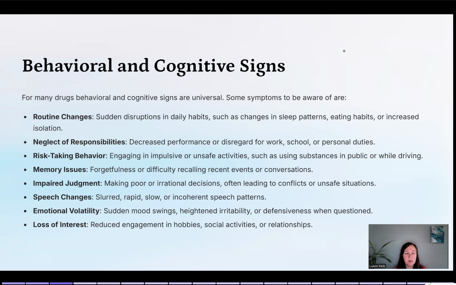Emotional volatility, sudden mood swings, heightened irritability, or defensiveness when questioned? Or do they have just a general loss of interest? Do they have reduced engagement in hobbies, social activities, or relationships?